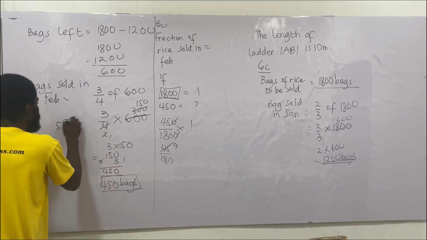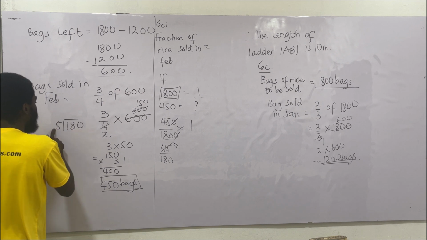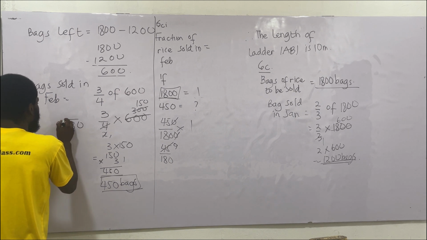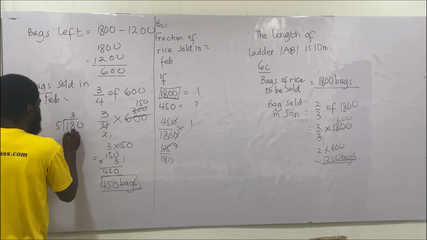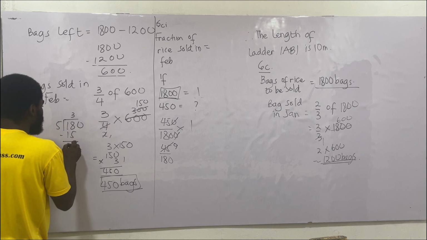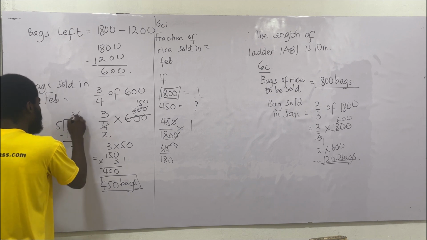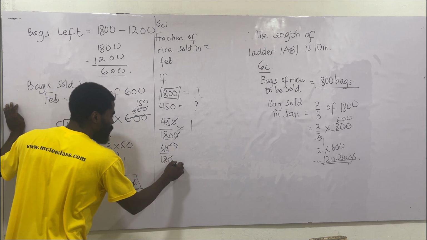So we have 5 into 180. 5, 4 is 20. So 5, 3 is 15. So 15. That gives me, when we subtract it, we get 3. Put a 0 down. 5 will go into this how many times? 6 times. So that means 5 will cancel this 30, 36.